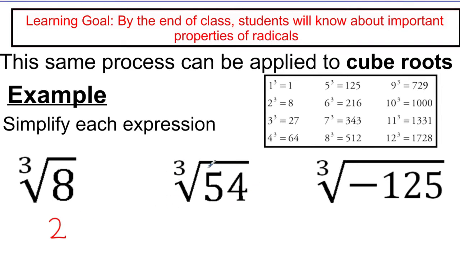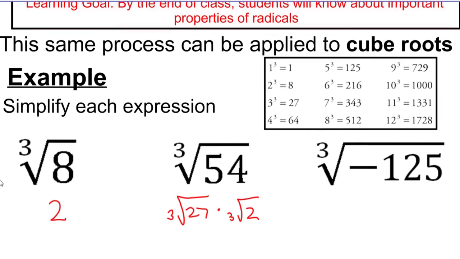When I start looking at the cube root of 54, though, I'm going to look at my list and say, wait a second, I don't see that on my list. So I'm going to do the same thing that we just did with our perfect squares. I'm going to say, can I factor 54 so that one of the factors of 54 is on this list? And the answer is yes. This is 27 times 2. 27 times 2 gives me 54. So I'm going to turn this into the cube root of 27 times the cube root of 2.